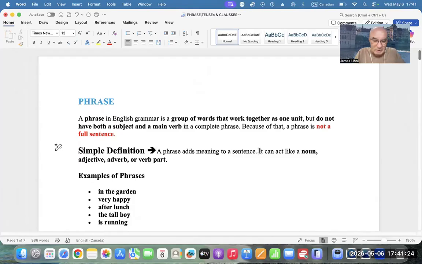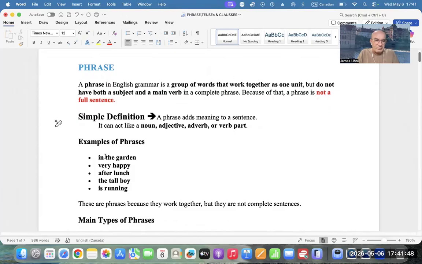And this part I will write separately. It can act like a noun, adjective, adverb, or verb part. Now, a phrase adds meaning to a sentence. I will explain it a little bit lower. Here are some examples: in the garden. I am resting. Is that a full sentence? Yes, but I can say in the garden. And that is a phrase of the sentence.